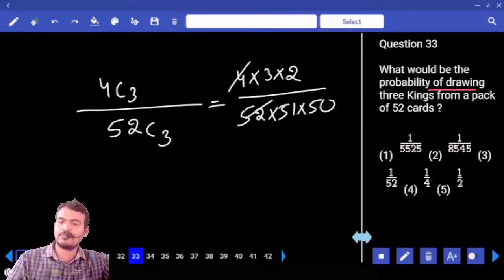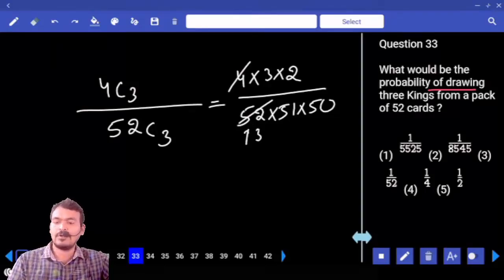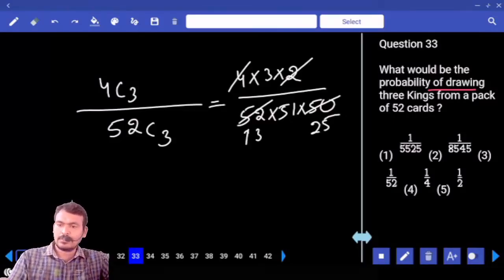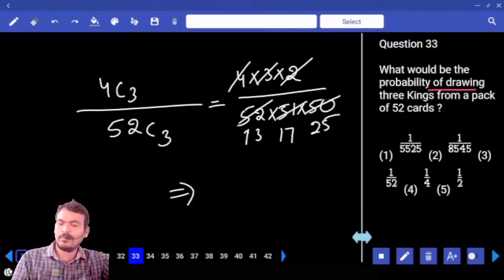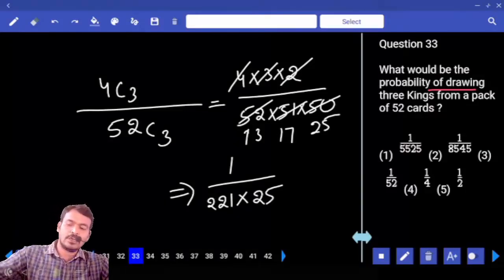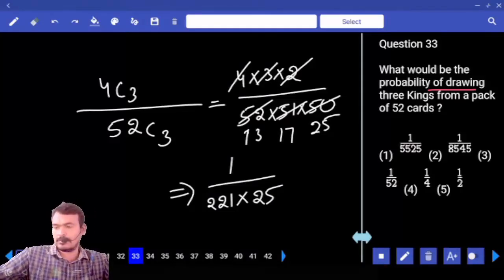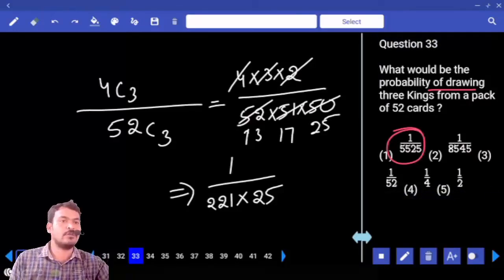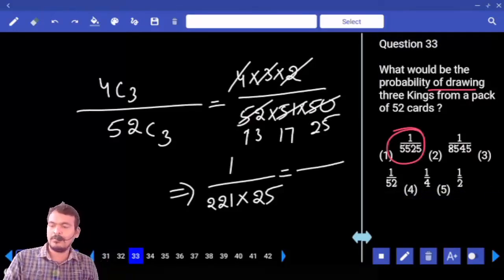Next, 4 how many times 52? 13 times. 2 how many times 50? 25 times. Then 3, how many times 51? 17 times. Then numerator value 1, denominator 13 into 17. 13 into 17 is 221, into 25. 25 into 221 is more than 5,000, but nearby 5,000. Which option? First option. 5525.